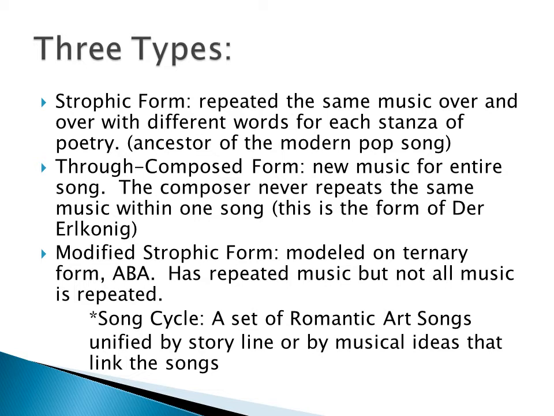When many of these art songs were put together into a set of songs, they were called a song cycle. These were usually unified because of the story they were telling. For example, you could have 12 songs that would overall tell one story, or be linked by musical ideas. In other words, a composer could use similar melodic ideas or would repeat harmonies throughout all 12, 15, or 20 of the art songs that were put into one of these cycles.